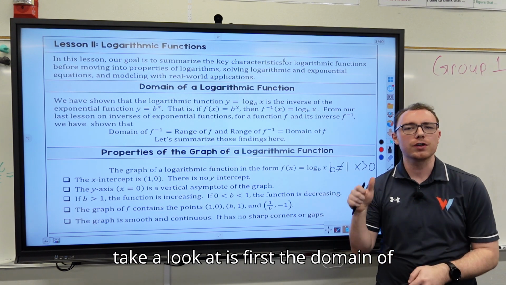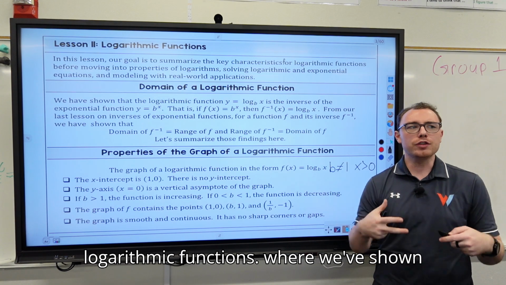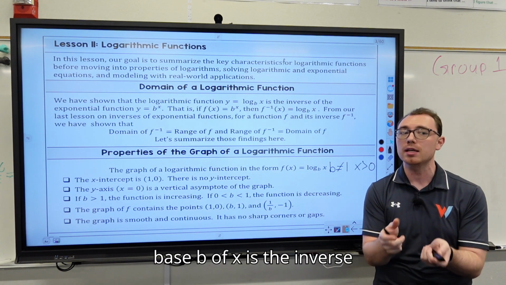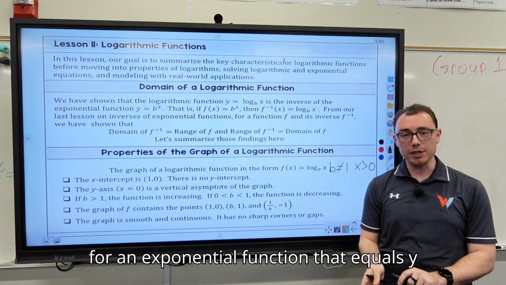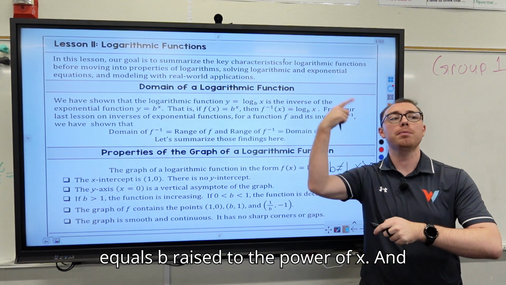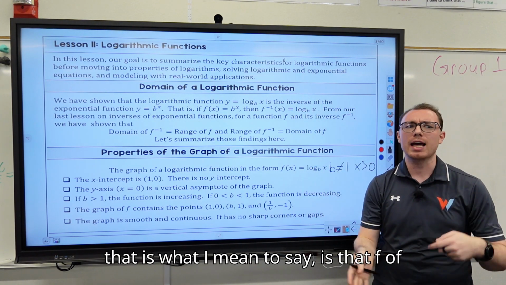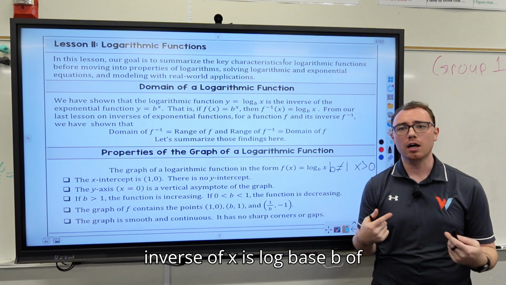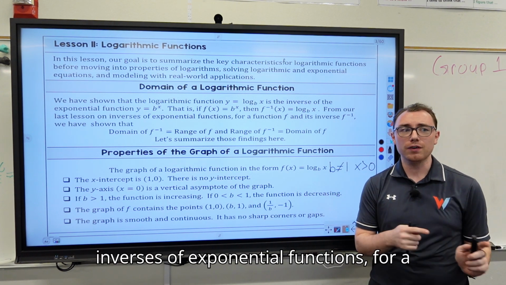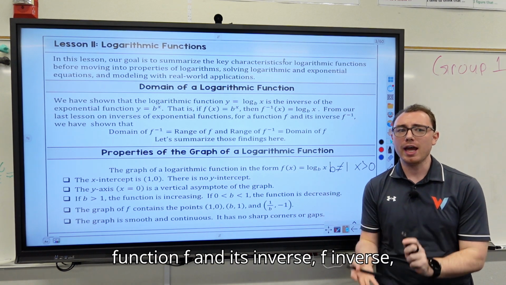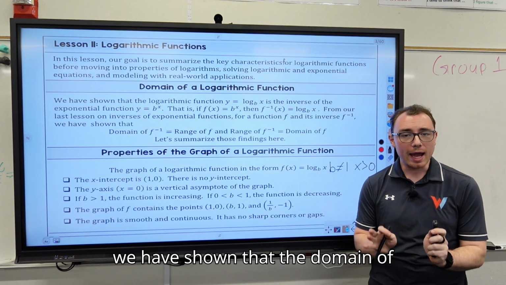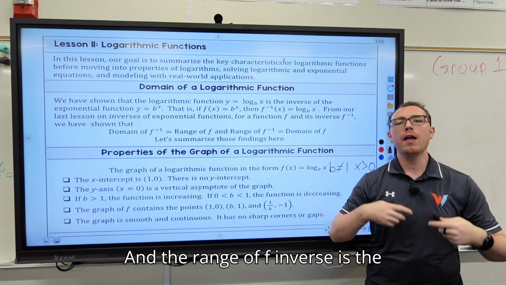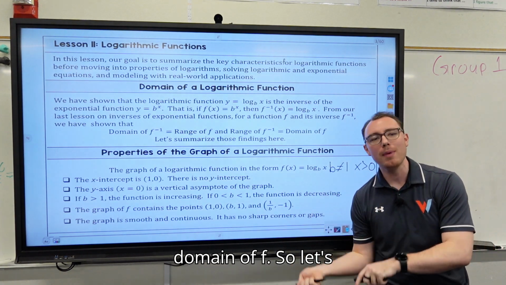Really, what we want to take a look at first is the domain of logarithmic functions, where we've shown that logarithmic functions have that general form of y equals log base b of x, which is the inverse of an exponential function y equals b raised to the power of x. What I mean to say is that f of x equals b raised to the power of x, and f inverse of x is log base b of x. From our last lesson on inverses of exponential functions, for a function f and its inverse, f inverse, we have shown that the domain of f inverse equals the range of f, and the range of f inverse is the domain of f.